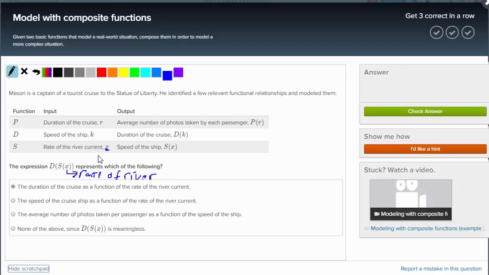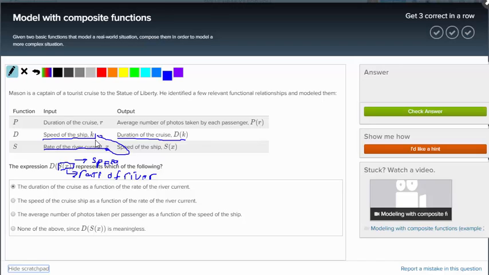Rate of river, we'll call it. My output then, so S of X, my output is the speed of the ship, which also happens to be the input to D, and my output of D is the duration of the cruise. So if I know the rate of the river current, that'll tell me the speed of the ship, and if I know the speed of the ship, that'll tell me the duration of the cruise.